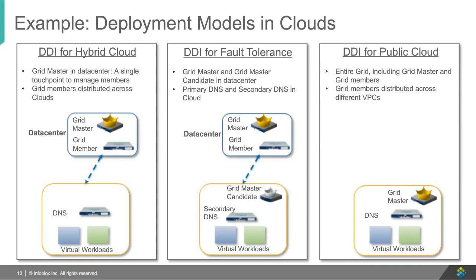And then that grid member can serve that particular VPC on your public cloud, right? So it can act as the authoritative server for that particular VPC. And this grid member periodically syncs with the grid master that you have on-prem. So at the grid manager, you always have the accurate data.